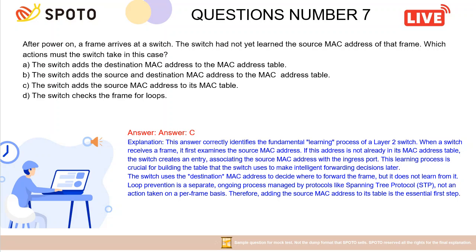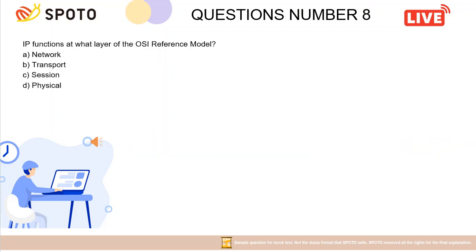Question 8. IP functions at what layer of the OSI reference model? A. Network. B. Transport. C. Session. D. Physical. You have 15 seconds to answer.